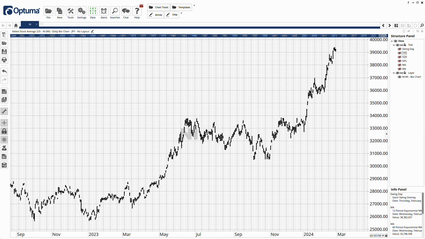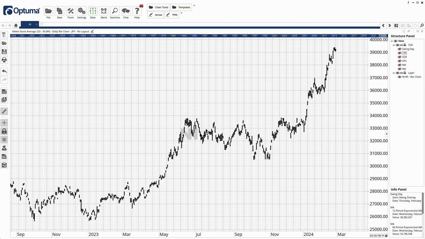We're looking at the Nikkei stock average. This of course is the Japanese stock market. It's only recently, after about 30 years, made a new all-time high. And I started to look at this chart and see if we can find the same things that you'll see on any other market.